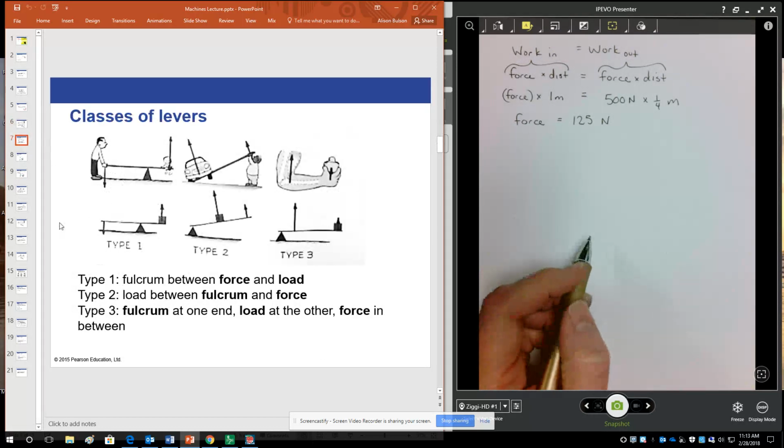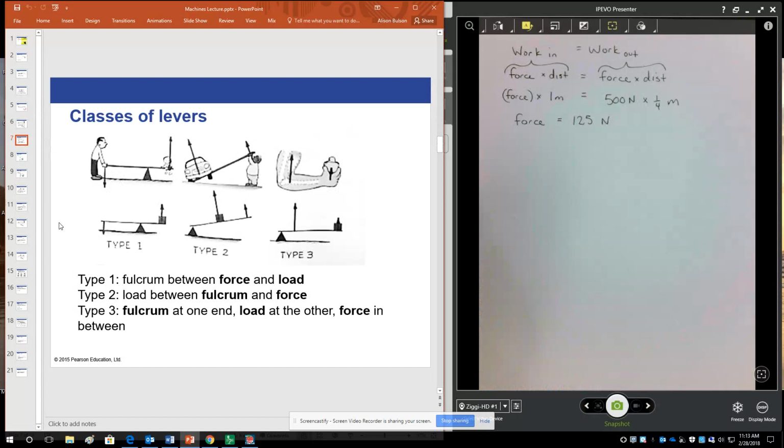So there are 3 classes or types of levers. Type 1 is like we just saw. It's like a teeter-totter, where the fulcrum is in the middle, so the pivot point is in the middle. You push on one side and you lift something on the other side. Type 2 has the fulcrum on one side, you push on the opposite side, and the load you're lifting is in between. Type 3 has the fulcrum on one side and the load on the other side with you pushing in between.